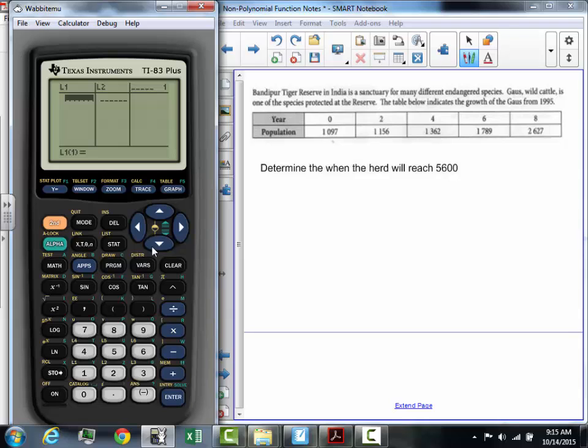Okay, so hopefully you guys are ahead of me on this even. 0, 2, 4, 6, and 8. And then the other column you want 1097, 1156, 1362, 1789, and 2627. Make sure that your two columns are of equal length.